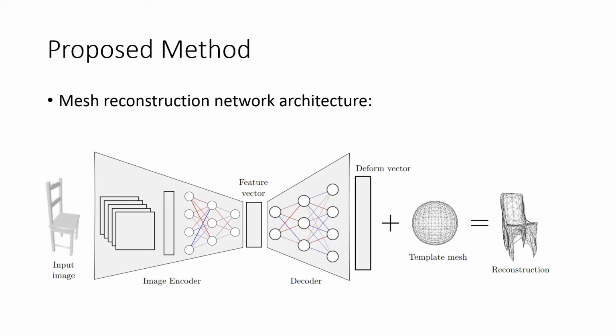The mesh reconstruction module is an encoder-decoder network. The input image is fed into an encoder that consists of a series of convolution operations. Then the features are aggregated, flattened, and then fed into fully connected multi-layer perceptrons to produce the feature vector, which is then fed to the decoder to output a deformation vector. This deformation vector is used to deform a spherical template mesh to finally get to the output shape.